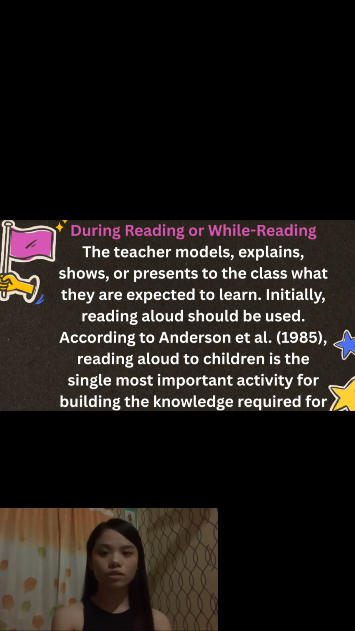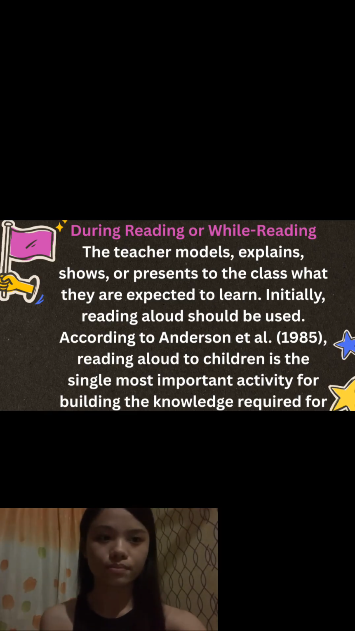The teacher models, explains, or shows or represents to the class what they are expected to learn. Initially, reading aloud should be used. According to Anderson et al., 1985, reading aloud to children is the single most important activity.